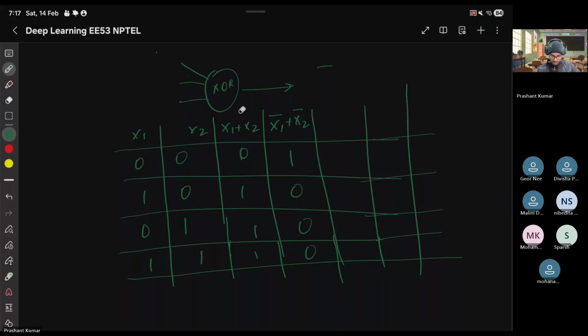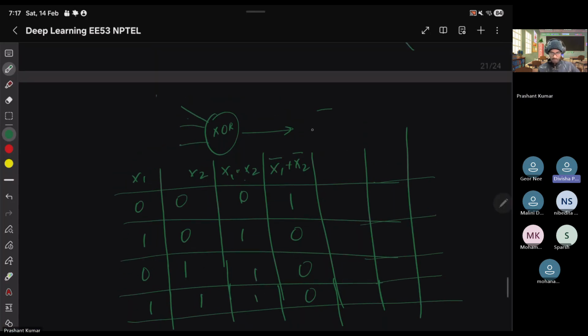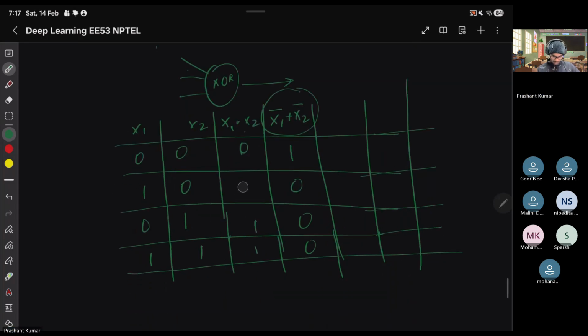So this is X1 plus X2, this is OR, and AND means dot. X1 into X2, let's do it dot here. NAND is also X1 into X2 whole bar, which is equivalent to X1 bar plus X2 bar. That is correct. So let's write this like this.